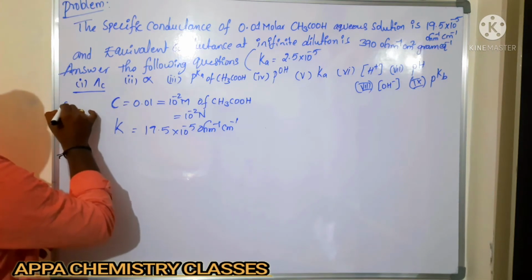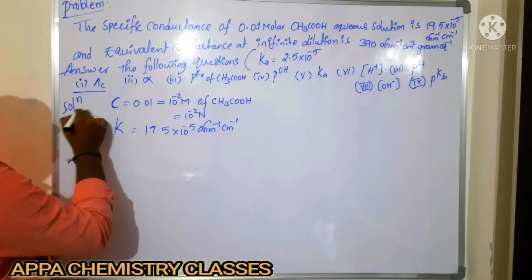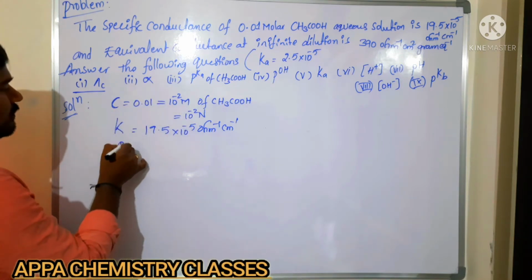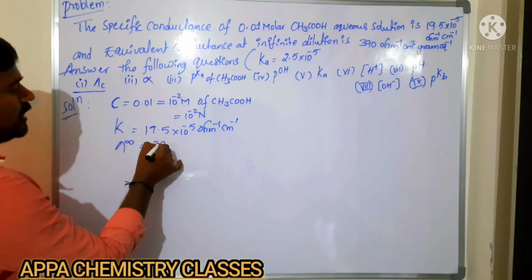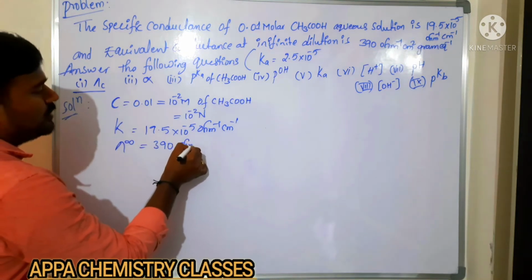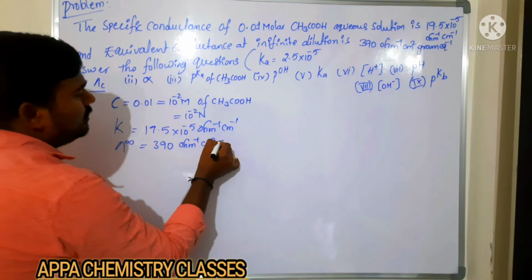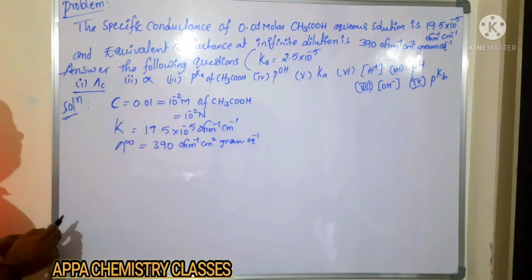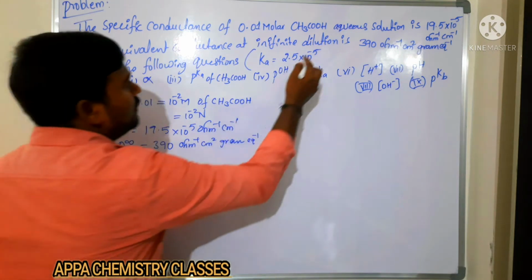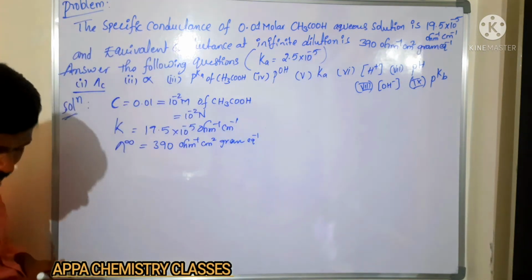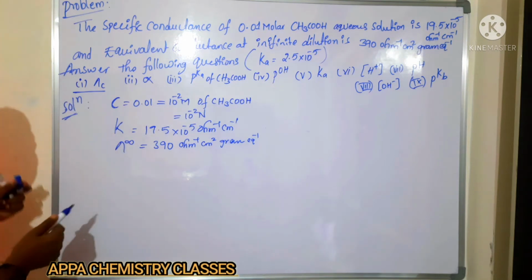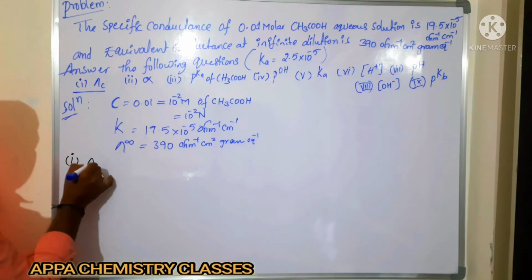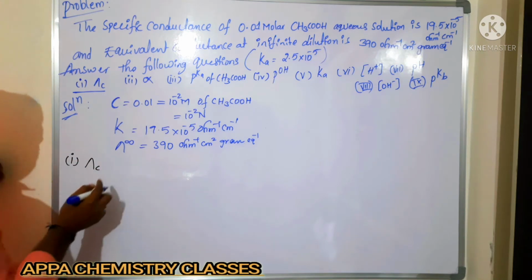Ohm inverse centimeter inverse. And what are they asking? The equivalent conductance at infinite dilution is also given. That is 390 ohm inverse centimeter square per gram equivalent. And they have given the acid dissociation constant also. Now we are going to discuss one by one. So first, we are going to see the equivalent conductance at a particular concentration.